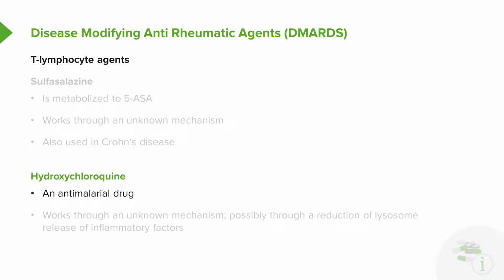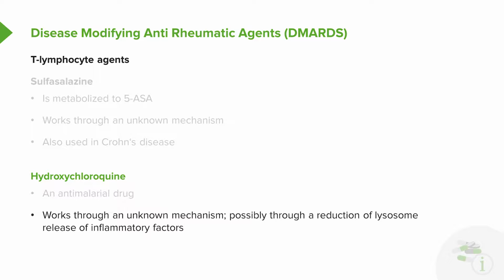Hydroxychloroquine is an antimalarial drug. It works through an unknown mechanism, possibly through a reduction of lysosome release of inflammatory factors right from the cells themselves. I'll just say that it works quite well in rheumatoid arthritis and is often used. It does have some side effects that limit its use in some patients.